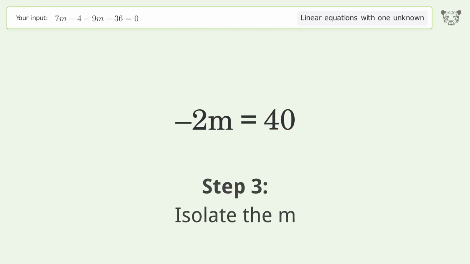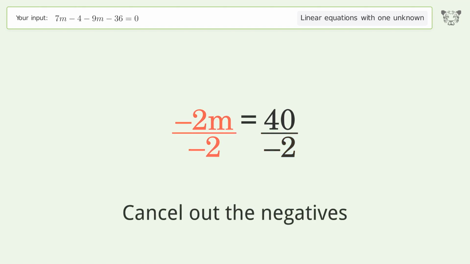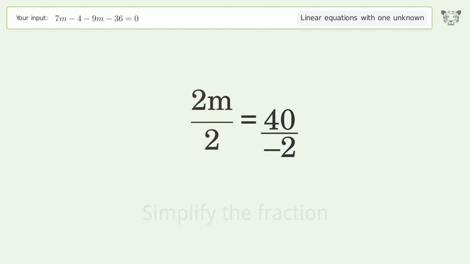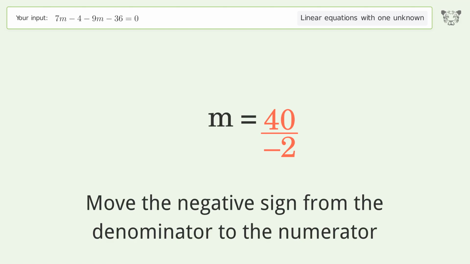Isolate the m. Divide both sides by -2. Cancel out the negatives. Simplify the fraction. Move the negative sign from the denominator to the numerator.